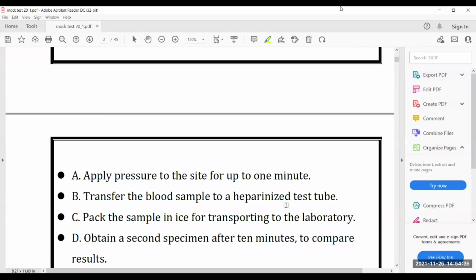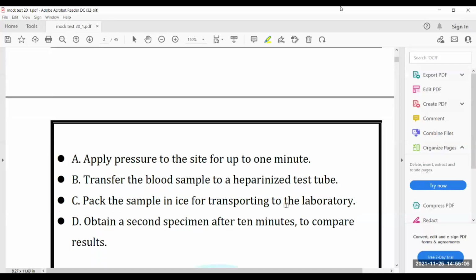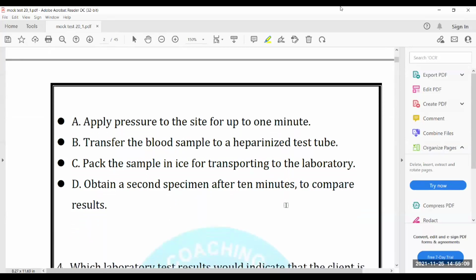Option A, apply pressure to the site for up to 1 minute. Right or wrong? Is 1 minute enough? You have to give almost 5 minutes. So that is wrong. The correct answer is to pack the sample in ice for transporting to the laboratory. Okay, and next question.